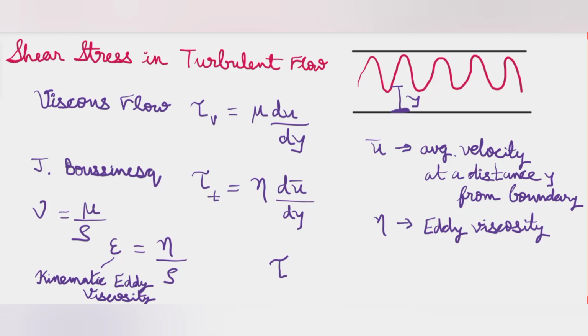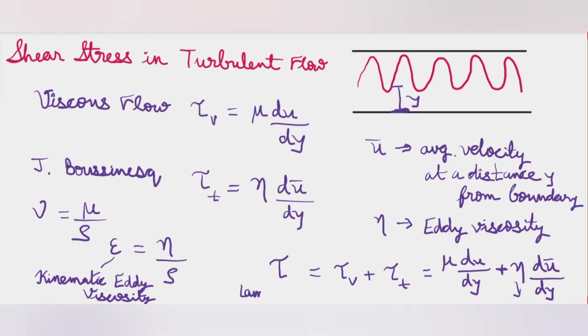And now if I have to write the equation for total shear stress, then I'll consider the shear stress due to viscous flow and due to turbulent flow. So it will be tau v plus tau t, which is mu du by dy plus eta du bar by dy. When the flow is laminar, my eta becomes 0. So the equation that will remain is tau is equal to mu du by dy.